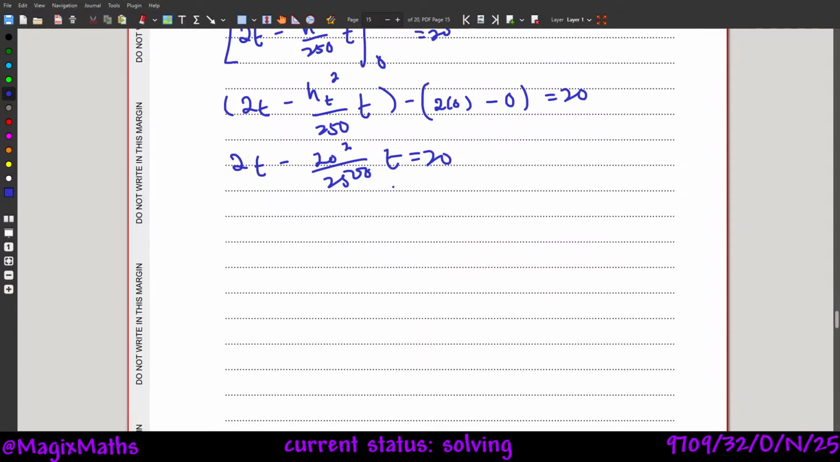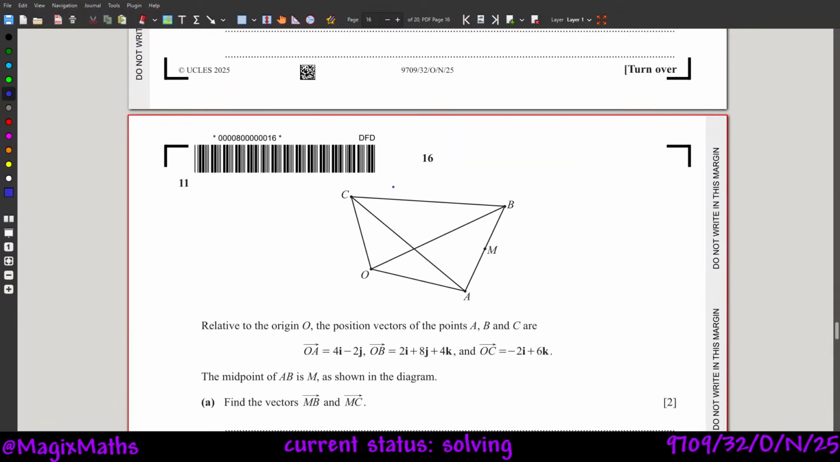So this is it. So 2 minus 400 over 250. 400 over 250 is 8 over 5. So 2 minus 8 over 5, t is equal to 20. Time is equal to 50 seconds. Yeah, I think that looks correct.